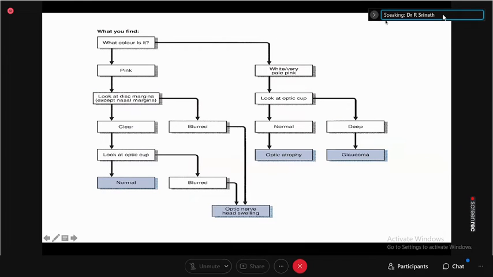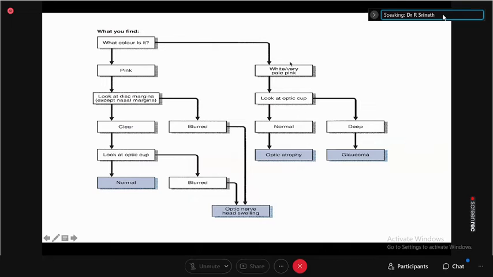So this is a simple type of flow chart. Whenever you see a fundus, what is the fundus color? Whenever the fundus is pink, one has to look at the disc margins. Nasal margins sometimes can be blurred, so we have to look at the temporal margins. If it is clear, then look at the optic cup. If the optic cup is normal, then it is a normal fundus. Whenever there is a blurring of the cup, which I had shown like that, possibly it is optic nerve head swelling. Optic nerve head swelling is nothing but papilledema.